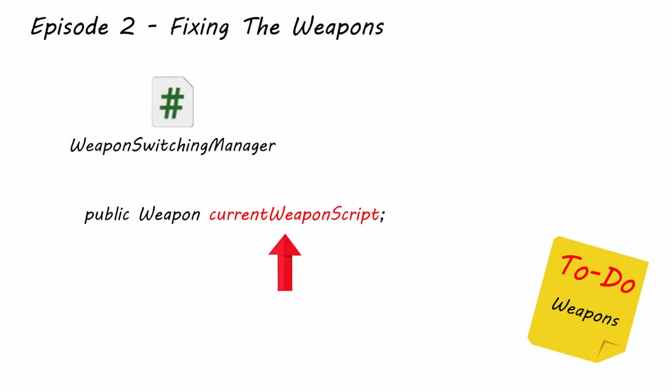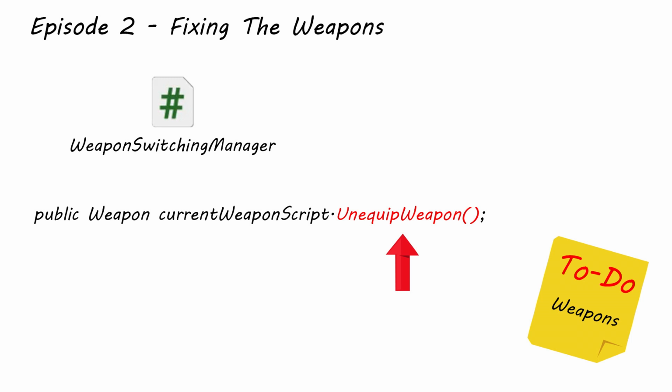The weapon switching manager keeps track of this current weapon script, so that when I want to unequip a weapon, I can call it from that script, which I realize is ridiculously complicated for no reason at all, but it's the best that I could come up with.